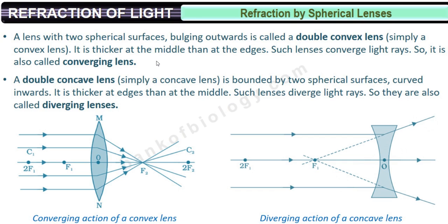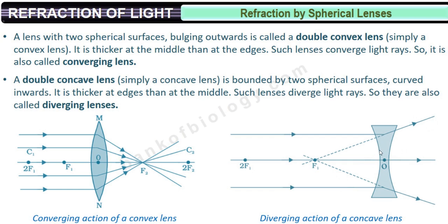See, in case of mirrors, concave mirrors converge light, but it is the reverse in case of lenses. A convex lens is converging light, and a concave lens is diverging light. A double concave lens is bounded by two spherical surfaces curved inwards. As we can see, they are curved inwards.